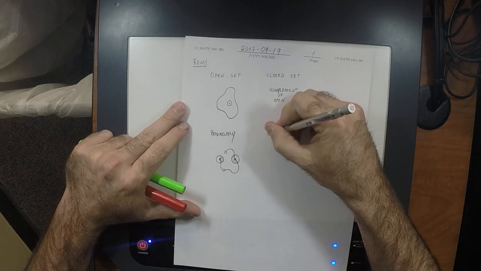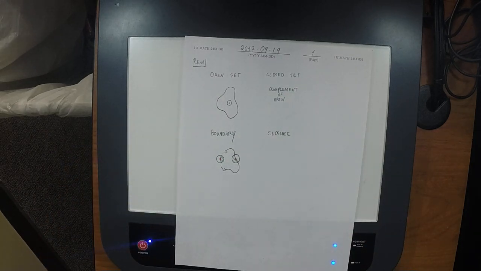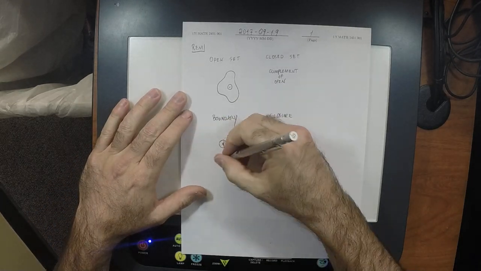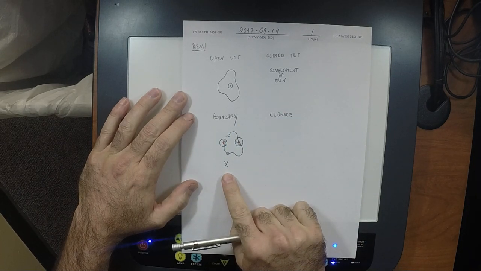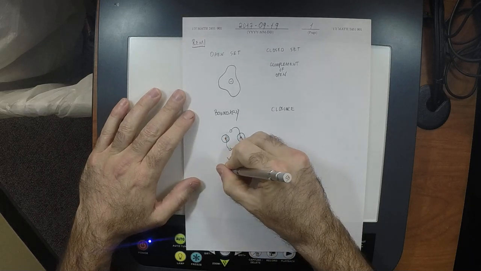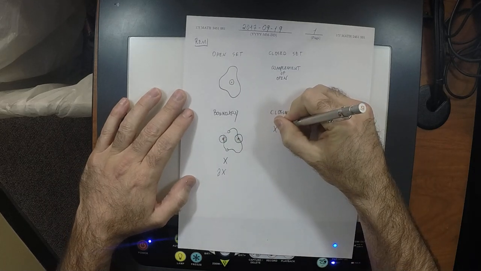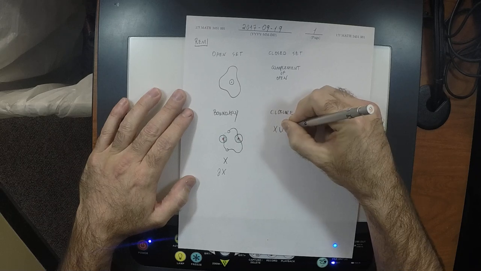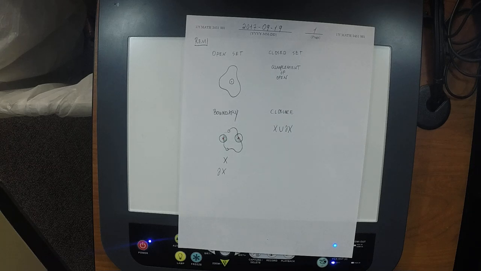Okay, so what's the closure of a set? Yeah, you take the set itself and then you union in its boundary. So boundary, if this is set X, then how do you denote the boundary of X? The fancy D partial symbol. So that's the boundary of X. So the closure is X union its boundary. So this is the closure.